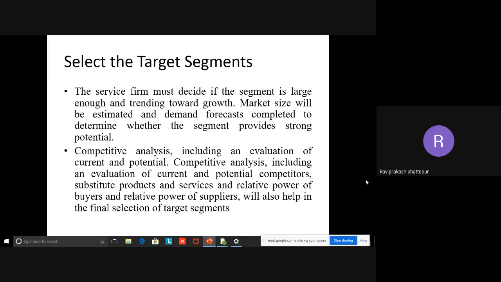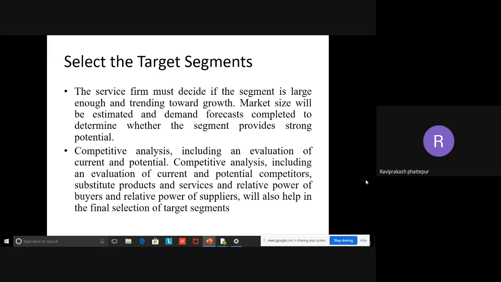Then the service firm must decide if the segment is large enough and trending towards growth. Market size will be estimated and demand forecasts completed to determine whether the segment has a strong potential or not. So now you are looking into the growth prospects as well as the size, and whether you can meet the forecast you have made by selecting that particular target segment.